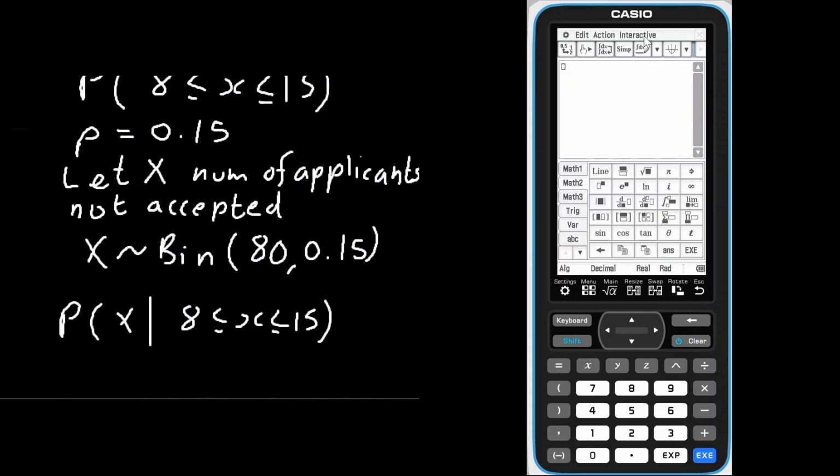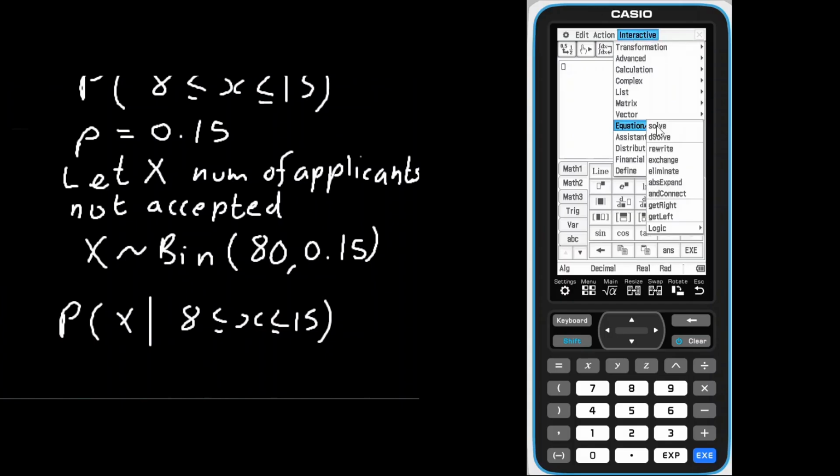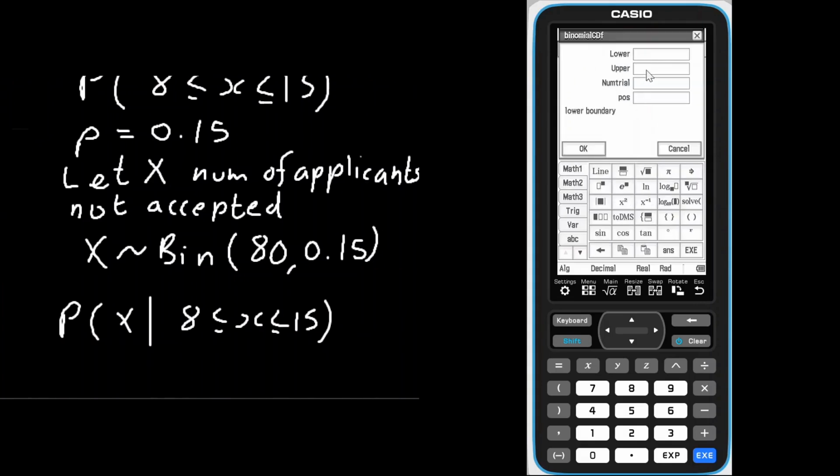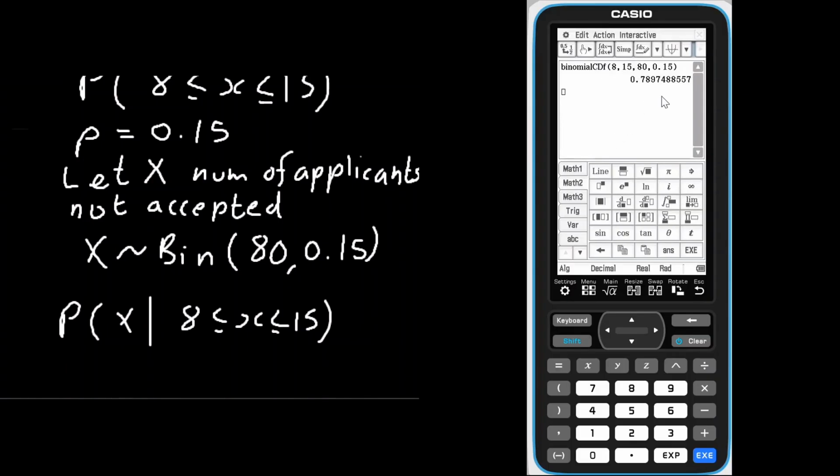Let's see how that works. What we want is this distribution. It's a discrete value and it's a continuous one. So the lower bound is going to be 8. The upper bound is going to be 15. The number of trials we're doing is 80 and the probability of success is 0.15. We'll see if this works. It does.